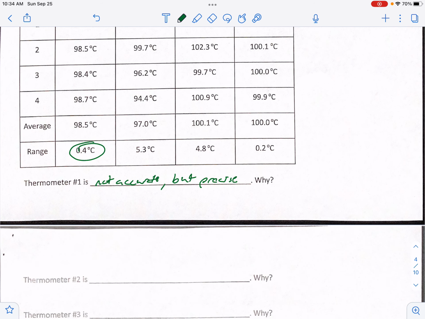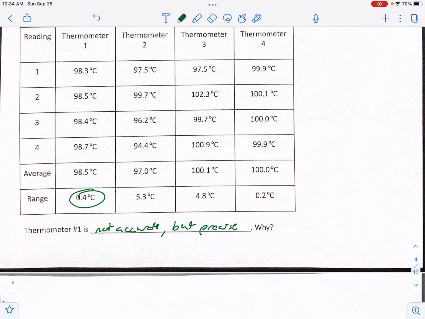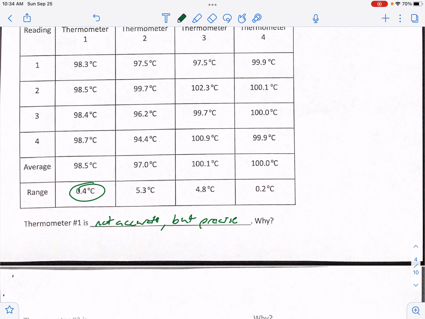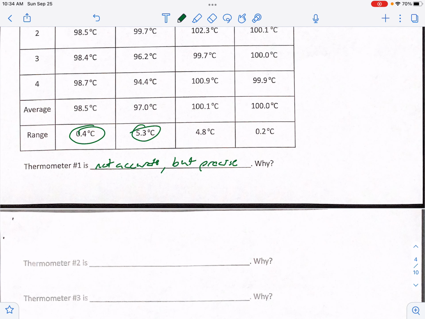Now let's look at thermometer number 2. I have 97.5, 99.7, 96.2, 94.4. My average is 97.0, so it actually got worse. And they're jumping all around. My range is 5.3. So this is not accurate or precise. So it's neither. So that thermometer is not very good.